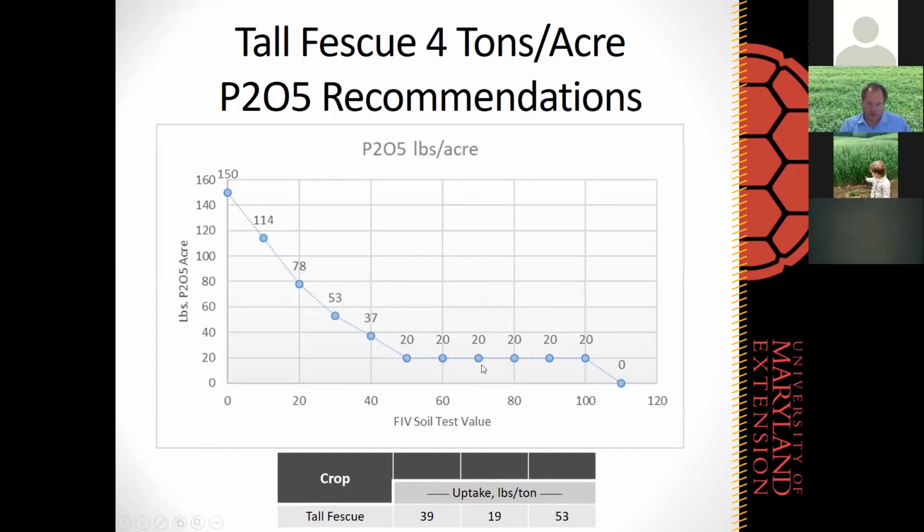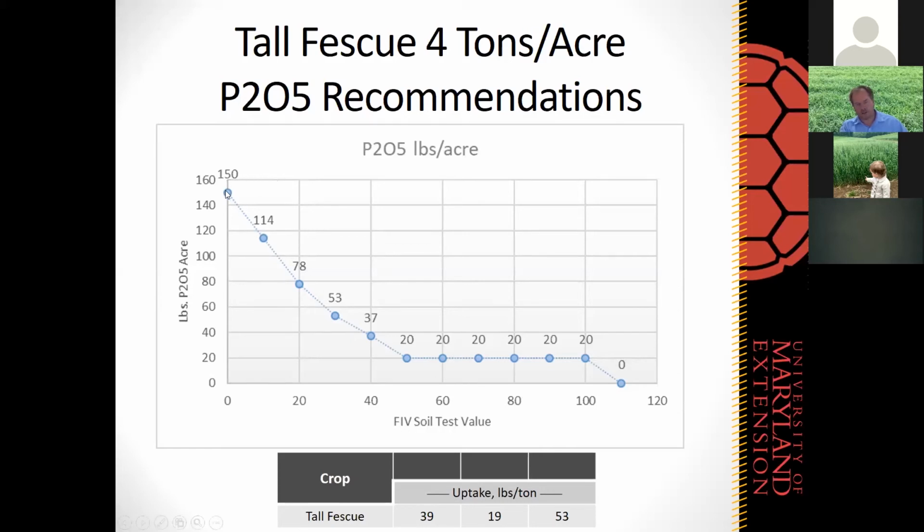But one thing to note is that depending upon the productivity of your hay or pasture fields, this is crop removal or crop uptake rates for nitrogen, phosphorus, and potash. So we're using about 19 pounds of phosphorus. So if we look at this 4 tons per acre, we're actually taking off around 80 pounds of phosphorus. So even in this area here, we're putting on 20 and we're taking off 80. So you're actually really mining the soil.